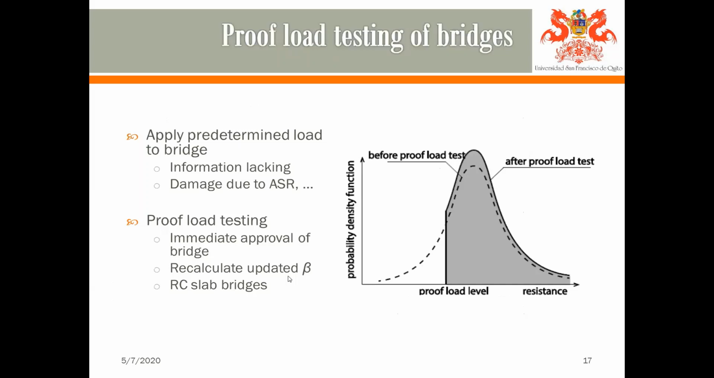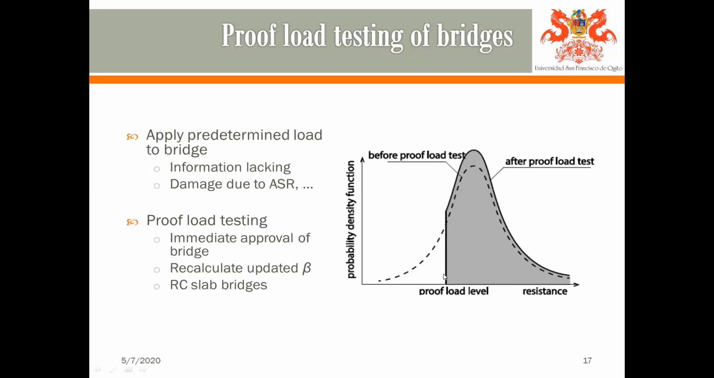If we link proof load testing to concepts of structural reliability, essentially what we have before the test is this distribution function, probability density function of the resistance, which, regardless of the shape that you want to use, whether a normal distribution or log normal, looks something like what we see here in the dashed line. Now, if we proof load to a certain load level, then we already know that the capacity, the resistance, is equal to or larger than the value to which we tested.